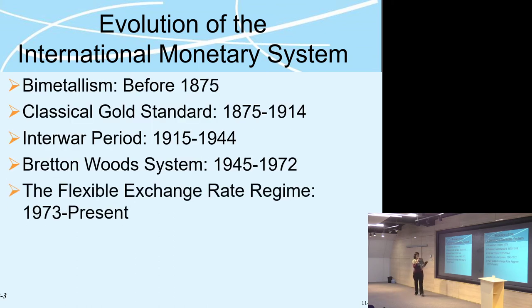And all of those are the system, the evolution of the international monetary systems. We first have that gold and silver were used before 1875. Then from 1875 to 1914, we have that the gold standard was used. From 1915 to 44, we have the period between two wars. Then we have Bretton Woods system, 1945 to 1972. And then finally, we have a collapse of Bretton Woods system. And since that, 1973 to present, we actually have a flexible exchange rate. Now, let's try to understand each of those and the characteristics of each of those.